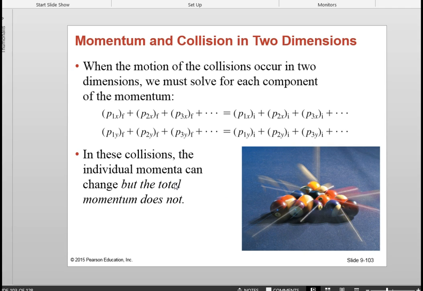It turns out that when collisions occur in two dimensions, you can break down the momentum into its x components and its y components, and then momentum is conserved in the x direction and momentum is conserved in the y direction. This is a little bit backwards of what we normally write in class, but we can get the idea. The momentum of each object in the x direction, added up, equals the momentum in the x direction of each object, added up, after the collision. And the same thing for the y. So let's go ahead and look at a problem.